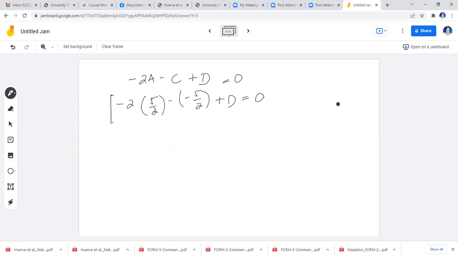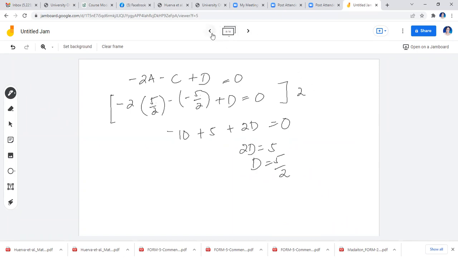If you multiply everything by 2, so we'll not deal with fractions. So you'll have negative 10 plus 5 plus 2d equal to 0. Negative 10 plus 5 plus 2d. So it's 2d equal to 5 because this one is negative 5. So d is also equal to 5 halves.